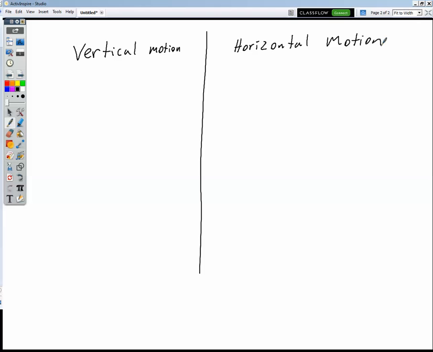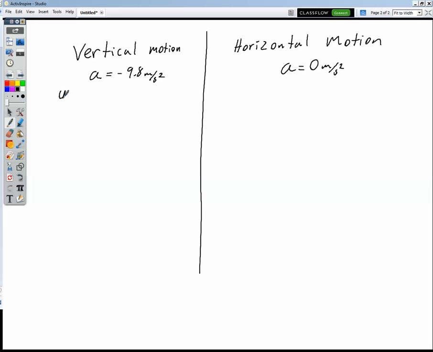So in every projectile motion problem, we're going to separate these two, vertically and horizontally. Vertically, we remind ourselves we have an acceleration equal to negative 9.8 meters per second squared the whole time. Horizontally, we have an acceleration equal to 0 meters per second squared. There is no acceleration.